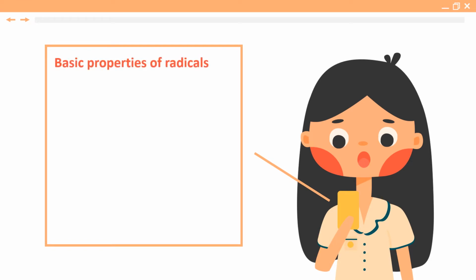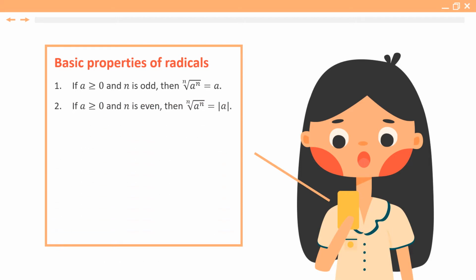So for our basic properties of radicals, we have: if a is greater than or equal to 0, and n is odd, then the nth root of a raised to n is equal to a. Next, if a is greater than 0 and n is even, then the nth root of a raised to n is the absolute value of a.